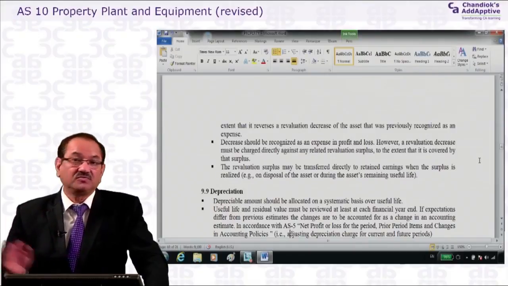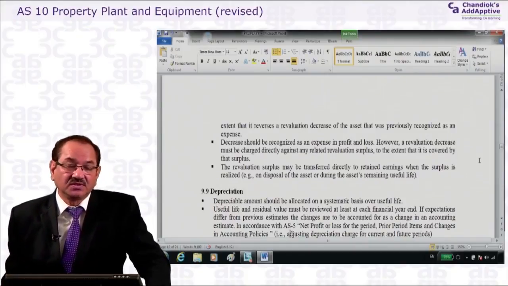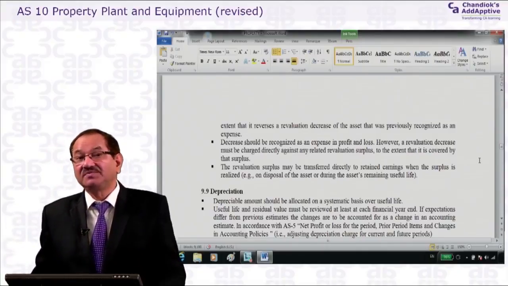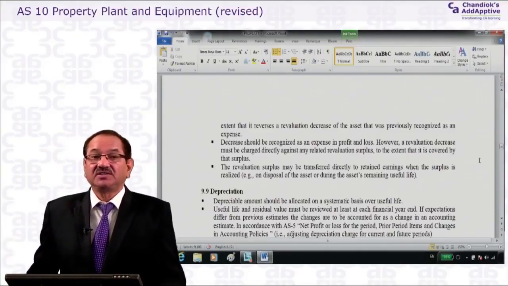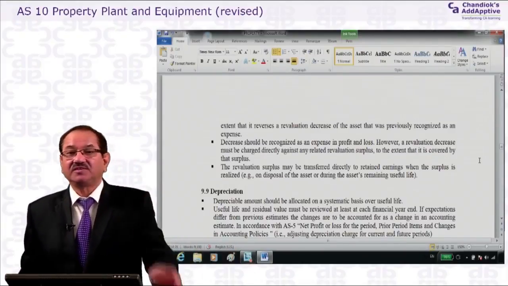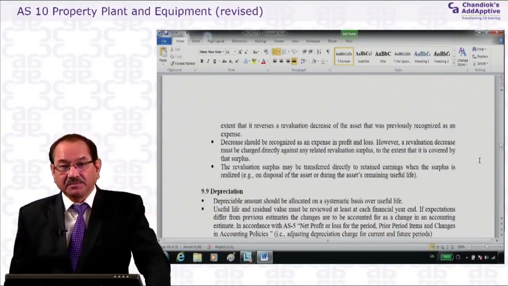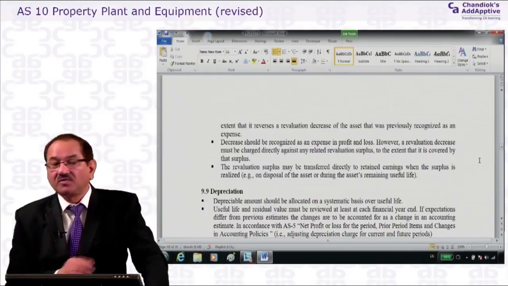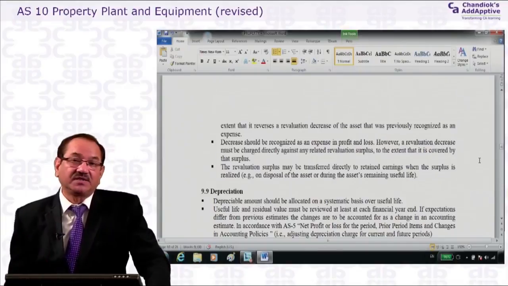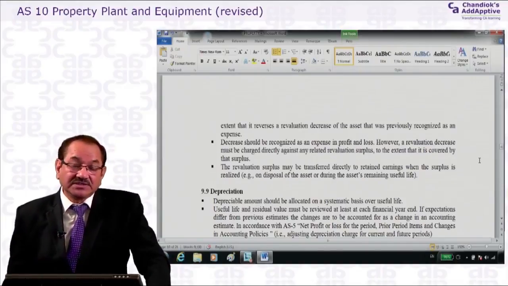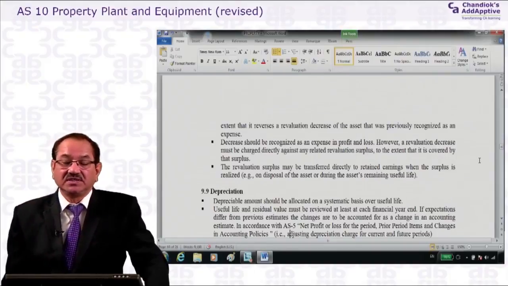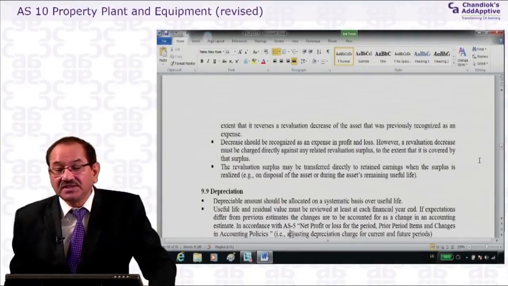We have a cost model, we have a revaluation model. And there is complete guidance, detailed guidance about the revaluations. It's not just written that you can follow the revaluation model. Complete guidance is given under this one. So that is how the property, plant and equipment is. This is the one portion of these standards. The other portion deals with the depreciations.